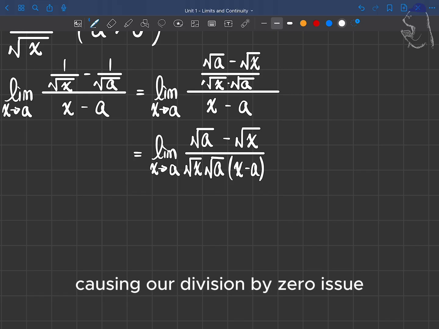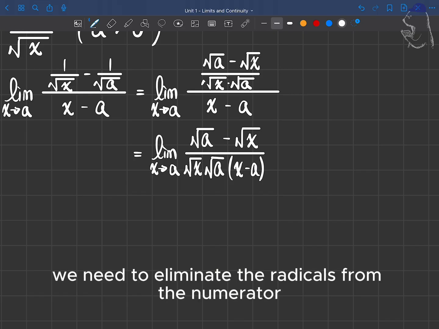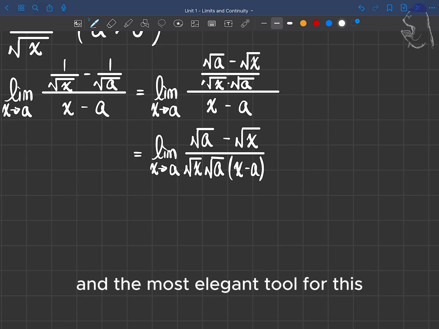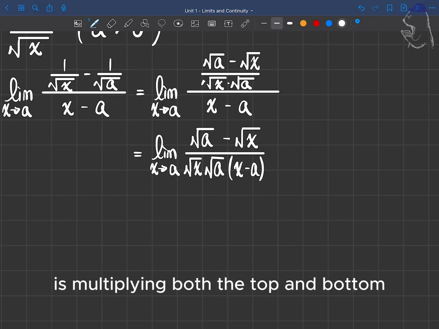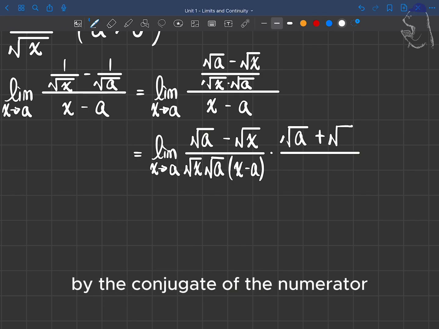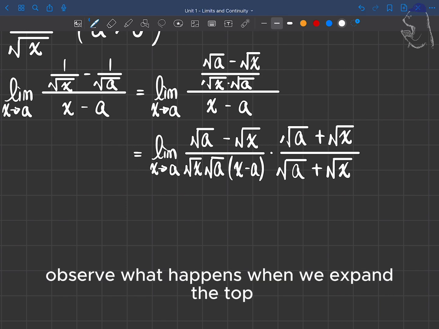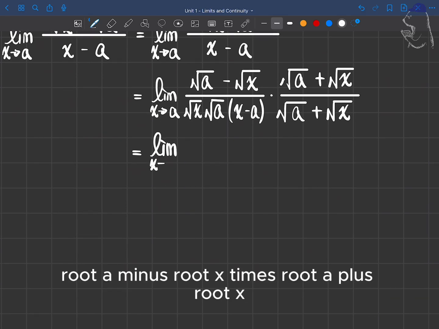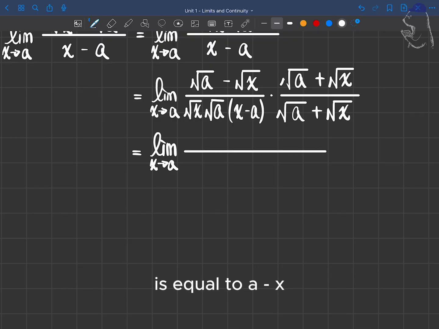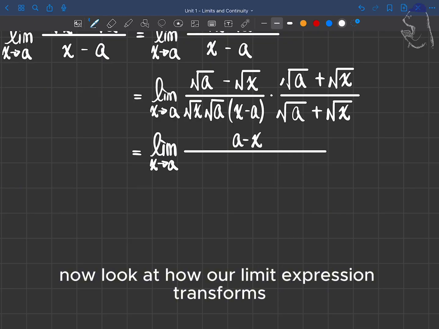division by zero issue. To clear this, we need to eliminate the radicals from the numerator. And the most elegant tool for this is multiplying both the top and bottom by the conjugate of the numerator, which is square root of a plus square root of x. Observe what happens when we expand the top using the difference of squares. Root a minus root x times root a plus root x is equal to a minus x.